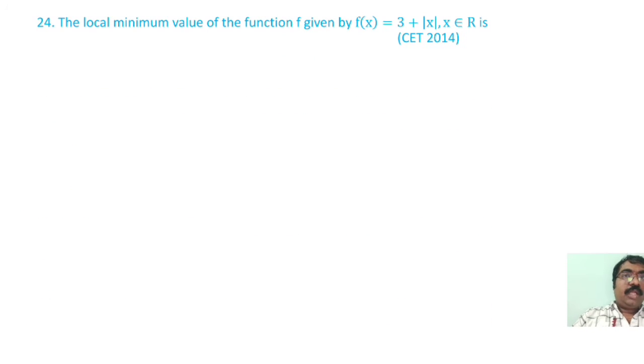Next, 24th. The local minimum value of the function f given by f of x equal to 3 plus modulus x, x belongs to R, is? CET 2014. Options are 3, 0, minus 1 and 1. Here modulus x is x where x is greater than 0, it is 0 if x equals 0, and it is minus x if x is less than 0.